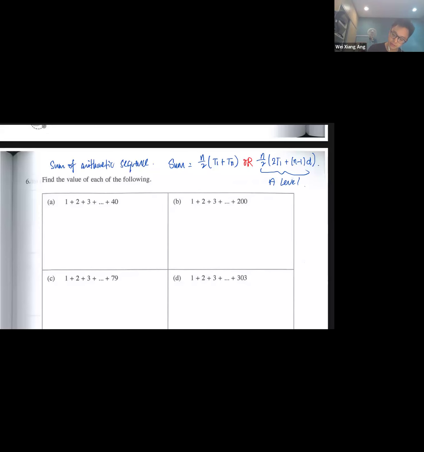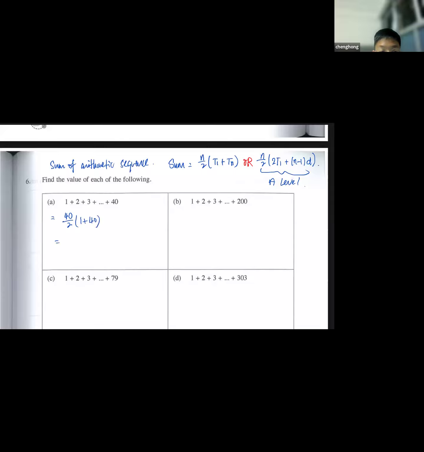Okay, so just a quick recap. If you want to find the sum 1 plus 2 plus 3 plus 4, right? Use this formula. So there are 40 terms here because there are 40 numbers. So 40 divided by 2 times 1 plus 40. That's it.